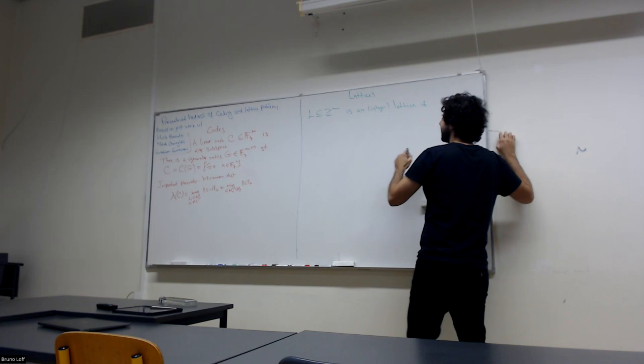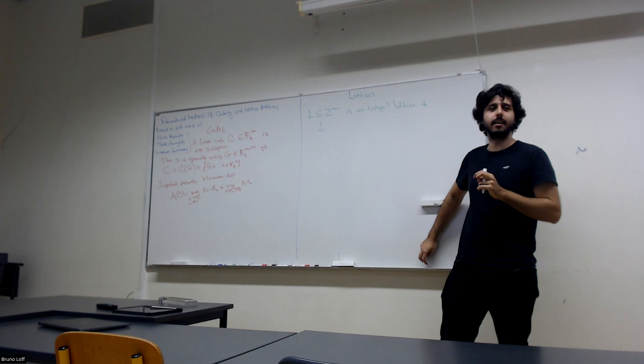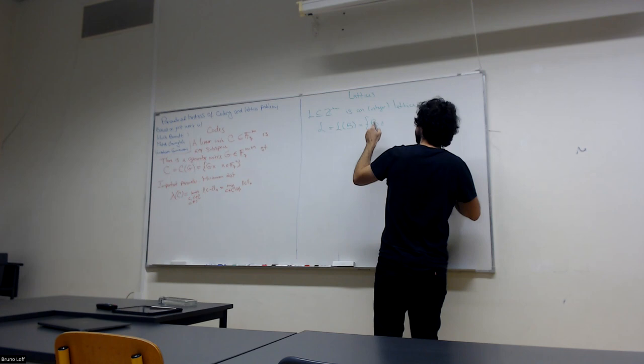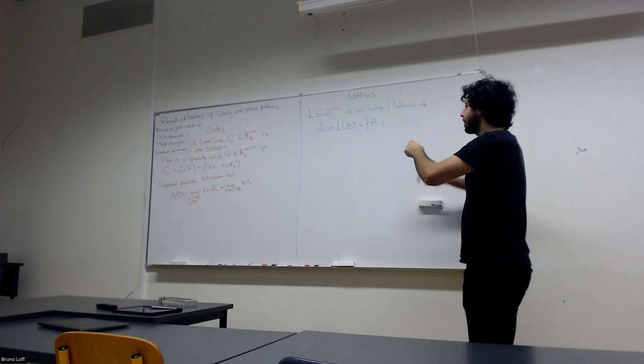Okay, so here's the thing that your lattice is. Basically, you can write L as the integer column span of some basis, okay? What this means is that I'm going to have some basis B. It's going to be an integer matrix, okay?